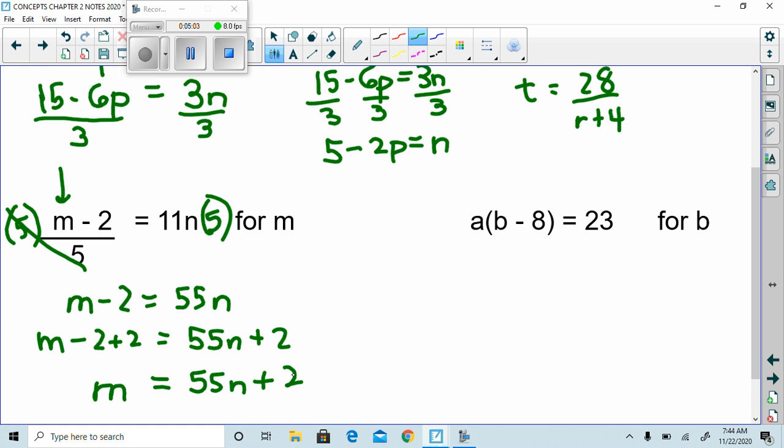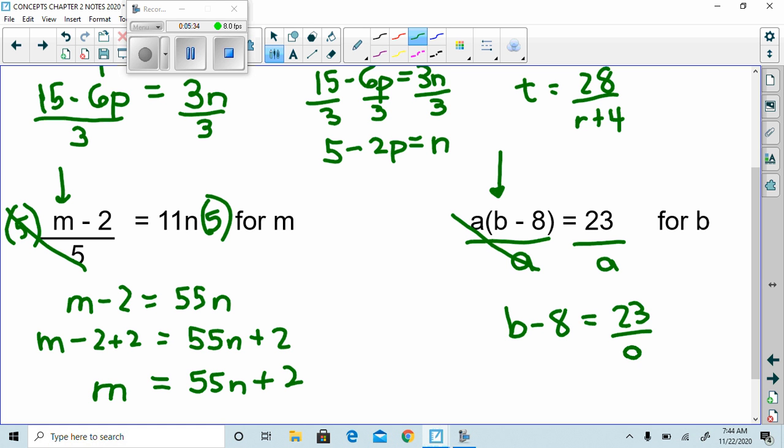One more problem. a times the expression b minus 8 equals 23. I'd like to isolate b in terms of a. Once again, I see this parentheses. It's telling me that's multiplication. I will divide. Now that I divide, it will cancel the a's. I'm left with b minus 8 is equal to 23 divided by a.